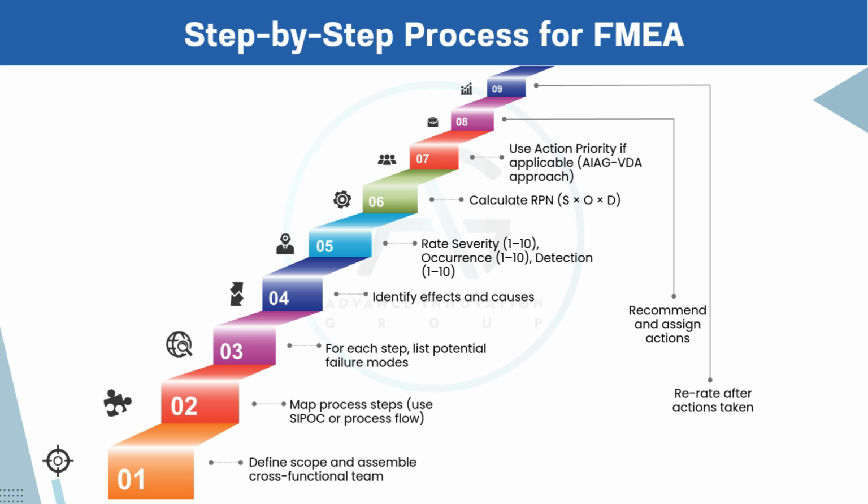Step 2. Map process steps. Use SIPOC or process flow. We visualize the process using tools like SIPOC or detailed flowcharts. This helps break the process into manageable steps for failure analysis. Step 3. For each step, list potential failure modes. Now, for every step in the process, we brainstorm what could possibly go wrong. These are your potential failure modes.